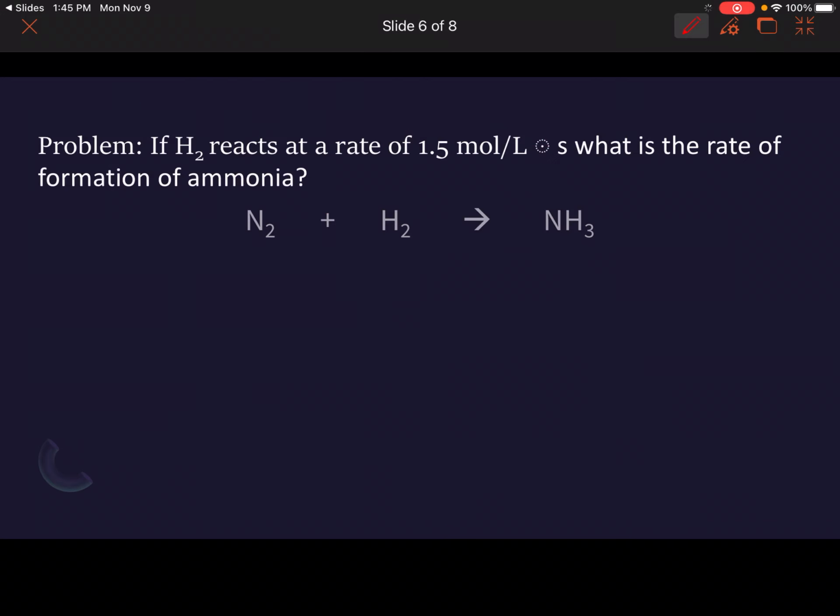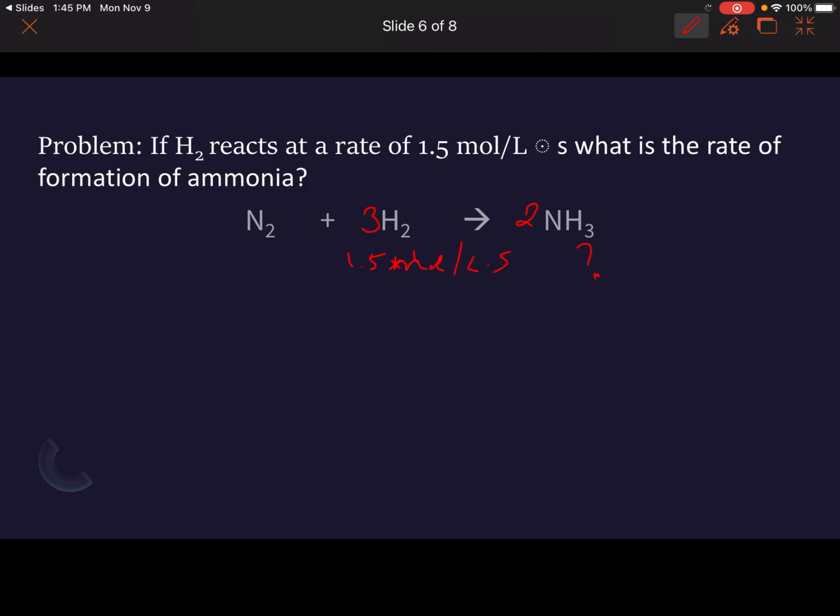Okay. Now, problem. We're just going to work through this. This looks like what we did the other day, actually. I think it was in the first lesson. So the problem: if hydrogen gas reacts at a rate of 1.5 moles per liter times second, what is the rate of formation of ammonia? First of all, let's go ahead and balance this here. So it's telling you that the rate of H2 is 1.5 moles per liter times second, and you are asked to find the rate of the NH3.